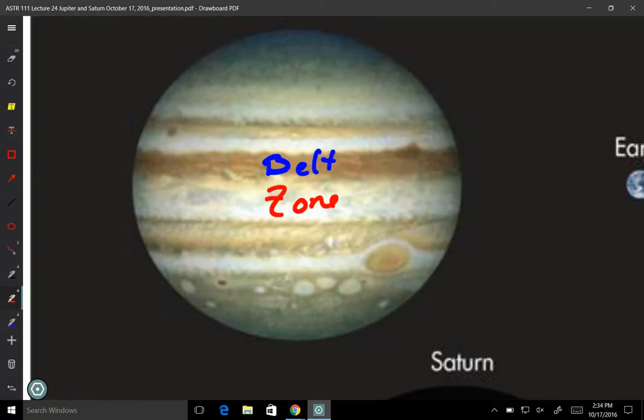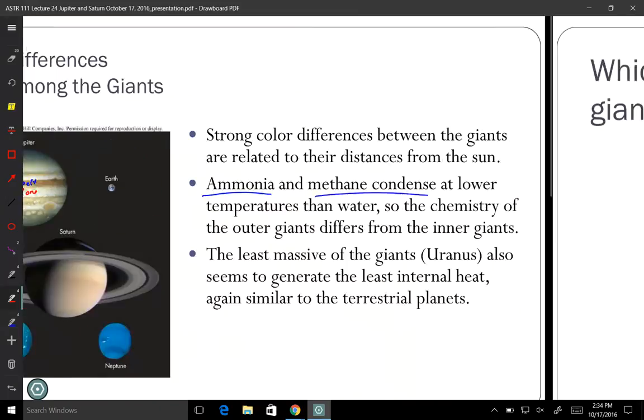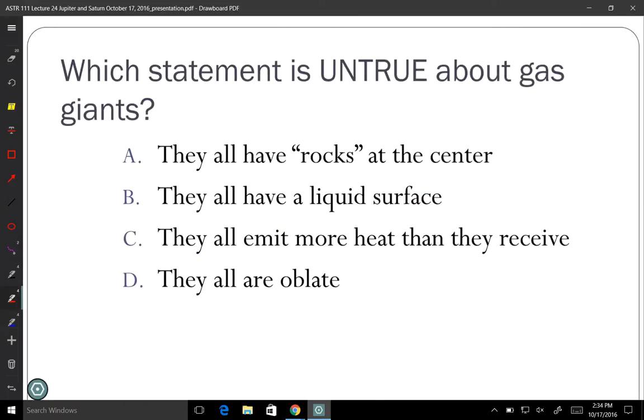The zones are where it's bulging out. So you have hotter material rising up. And so that's what gives you the wider region. So we call this a belt zone circulation pattern. Those belts and zones, as we'll see, I think on the next slide, have winds whipping them about. Nope, not the next slide.